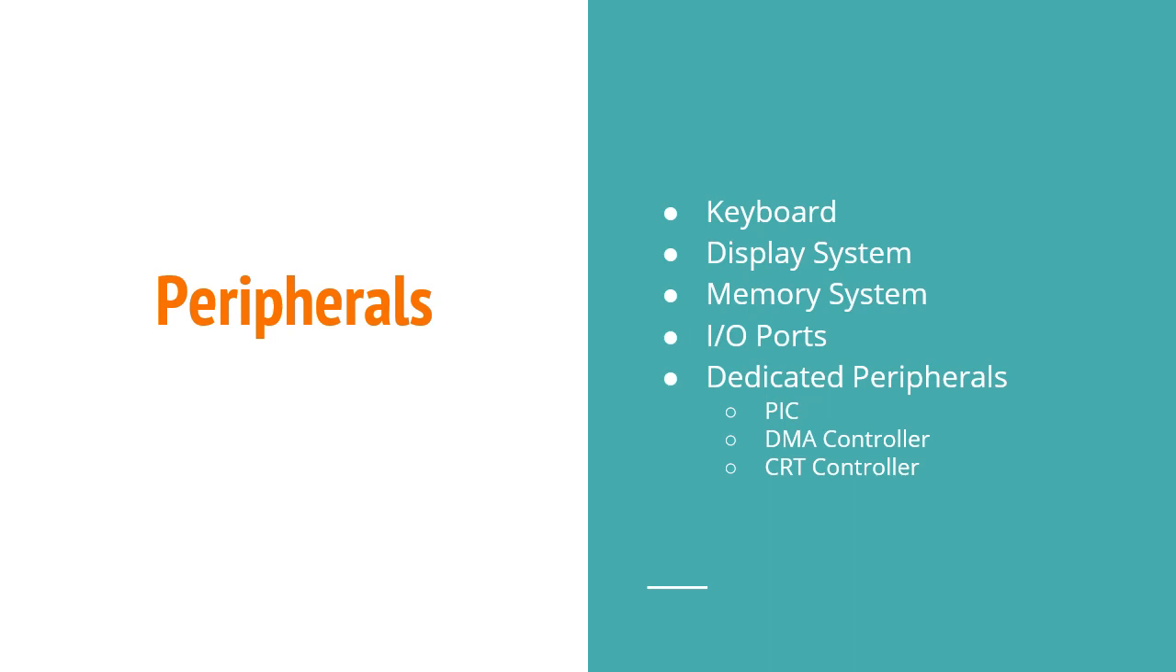First, let's see in brief about the peripheral devices. In the minimal working system configuration of a general microprocessor, a keyboard, a display system, a memory system, and the I/O ports are considered along with the CPU. In general, all these devices are known as the peripheral devices. Along with these devices, there are certain dedicated peripheral devices like the PIC or the Programmable Interrupt Controller, the DMA controller or the Direct Memory Access Controller, the CRT controller, etc.